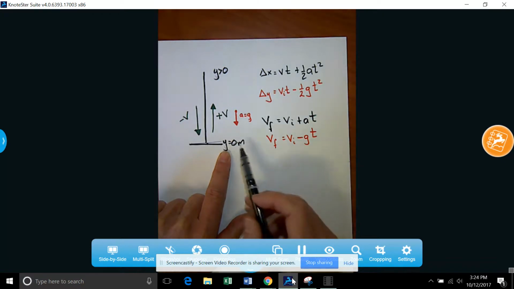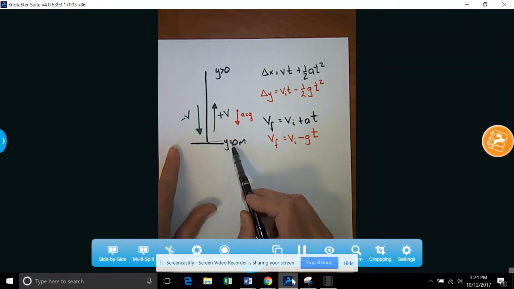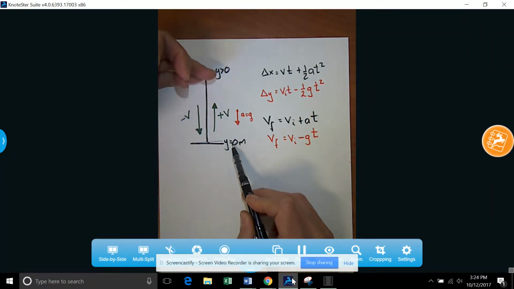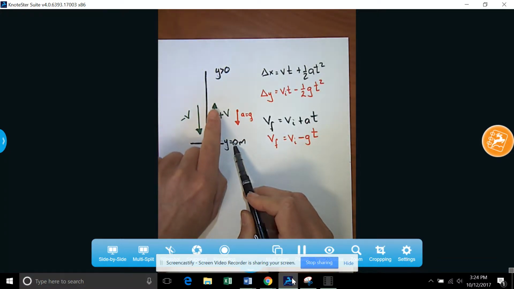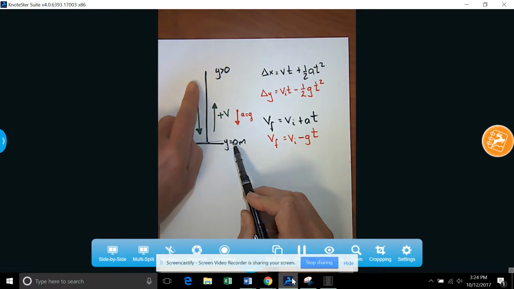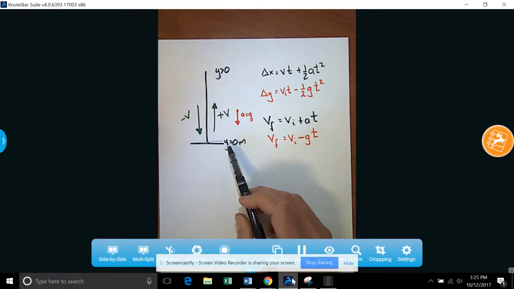If we use this as our coordinate system where the ground is the origin and positive positions are above the ground, so Y is greater than 0, then any motion upwards is a positive displacement, and we would define that as a positive velocity. Any motion downwards is a negative displacement, and we define that as a negative velocity with this coordinate system.